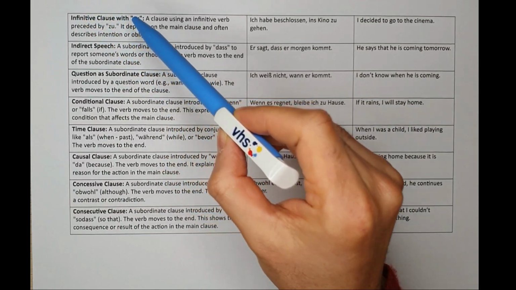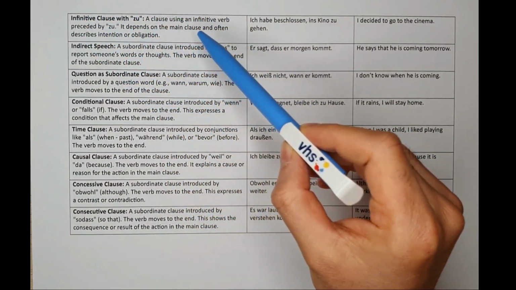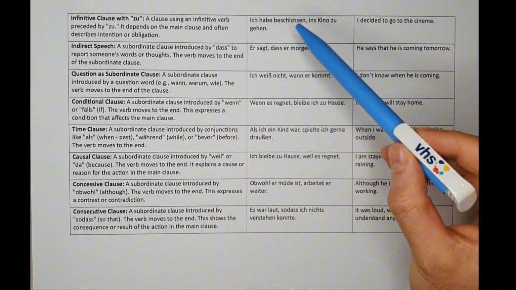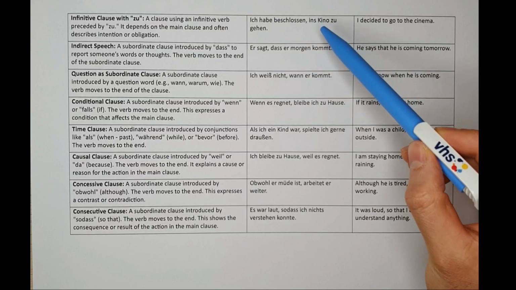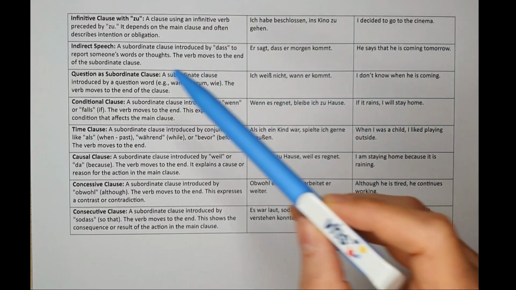Infinitive clause with zu. A clause using an infinitive verb preceded by zu. It depends on the main clause and often describes intention or obligation. Ich habe beschlossen, ins Kino zu gehen. I decided to go to the cinema.